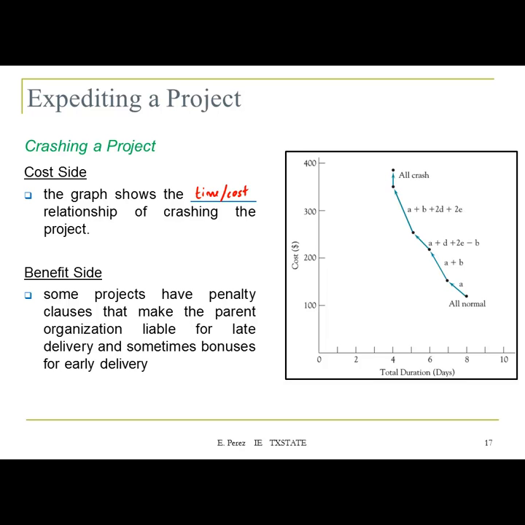So you start with the cost on your y-axis and the duration on your x-axis. You start with the largest duration here, 8 days, and your cheapest cost, which was 120. But as you start decreasing that total duration, you see how the costs start increasing. So that graph gives you an idea of how that cost-time relationship changes.